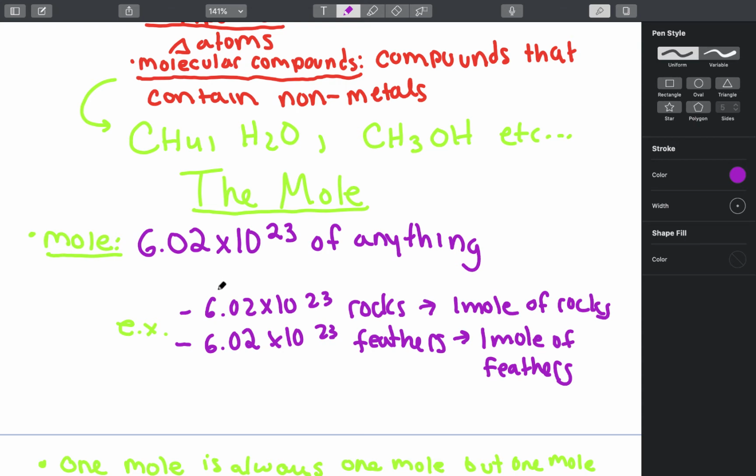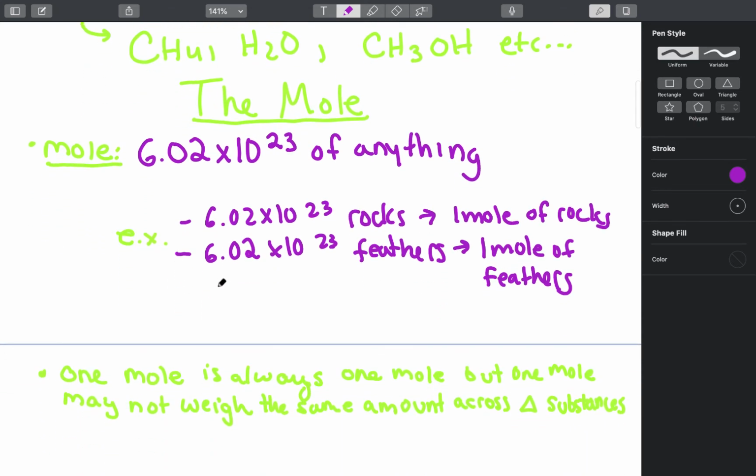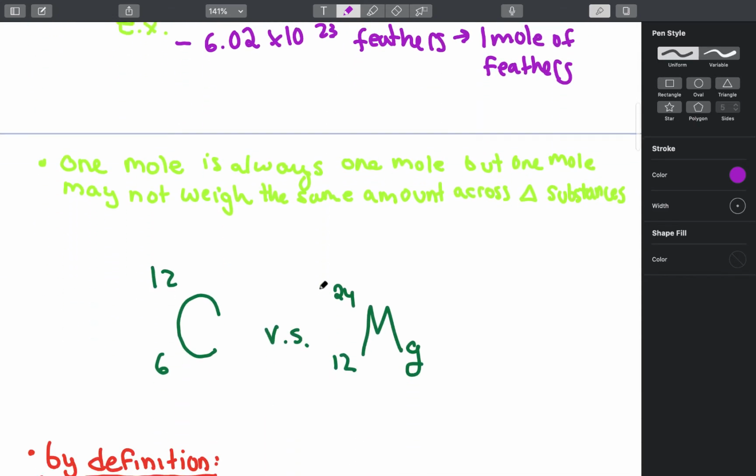The important thing to note about moles is that 1 mole is always equal to 1 mole, but 1 mole may not weigh the same amount across different substances. So let's look at this example here. I have 1 mole of rocks and 1 mole of feathers. 1 mole of rocks is way heavier than 1 mole of feathers. And this same idea can be applied to the atoms themselves.